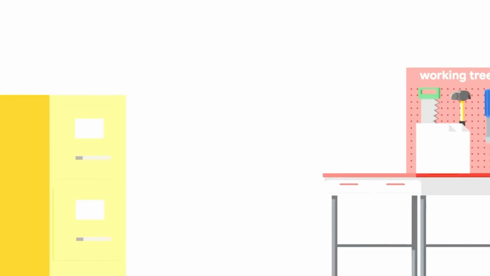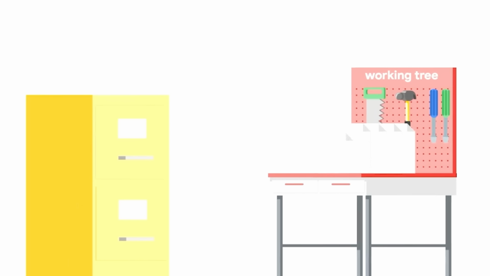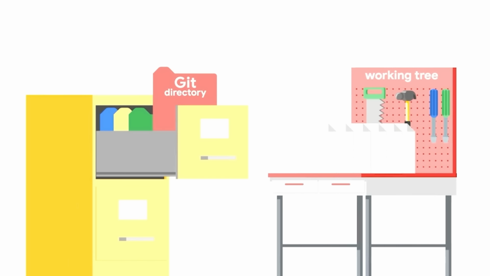The area outside the Git directory is the working tree. The working tree is the current version of your project. You can think of it like a workbench or a sandbox where you perform all the modifications you want to your files.